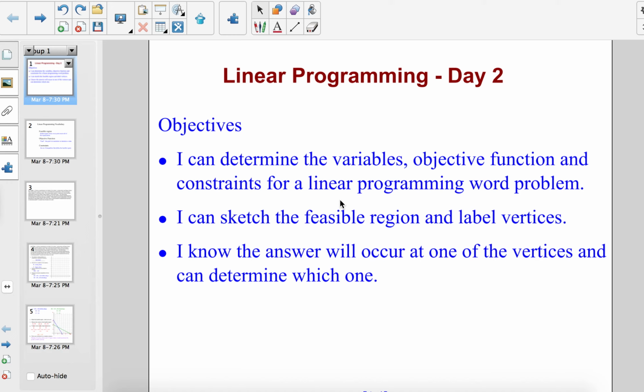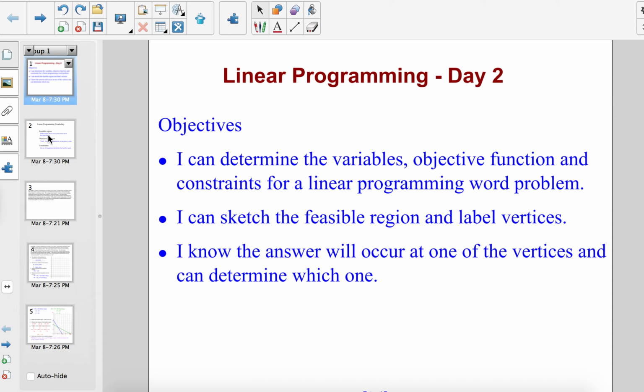Today we're going to learn the second day of linear programming, specifically word problems. So our objectives today will be able to determine the variables, objective functions, and constraints for a linear programming word problem. We'll be sketching feasible regions and finding vertices, and we will know that one of our answers occurs at the vertices and we'll be able to decide which one.